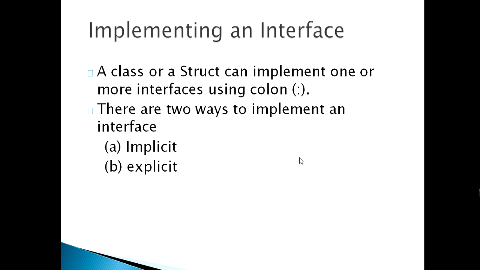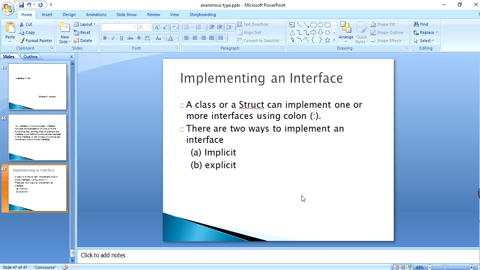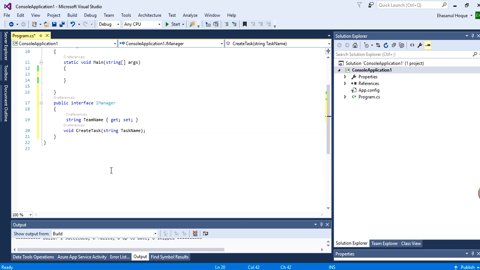A class or a struct can implement one or more interfaces using colon. There are two ways to implement an interface. One is implicit and another one is explicit. Let's see the implicit implementation of an interface.